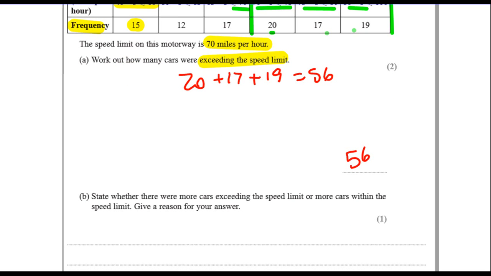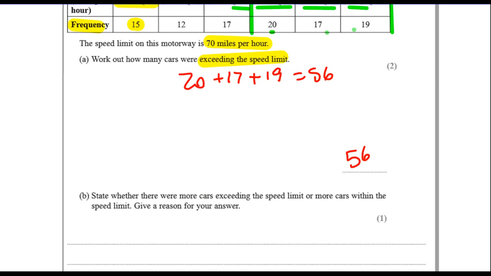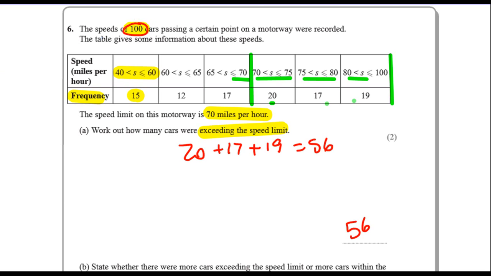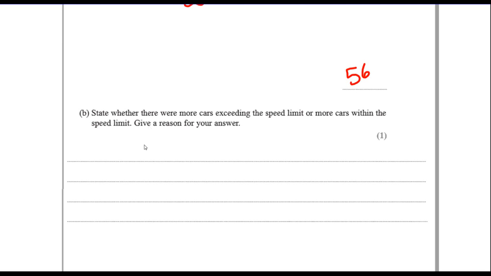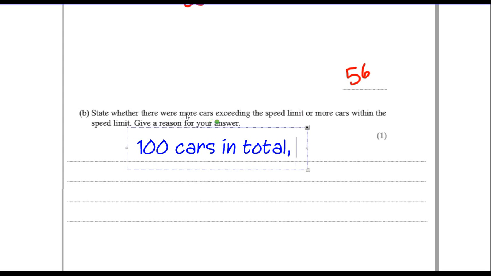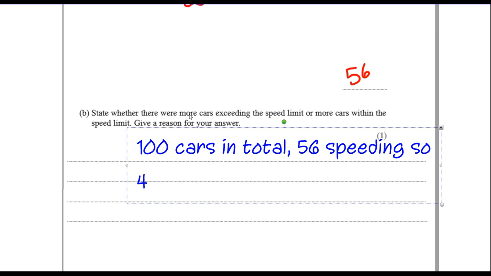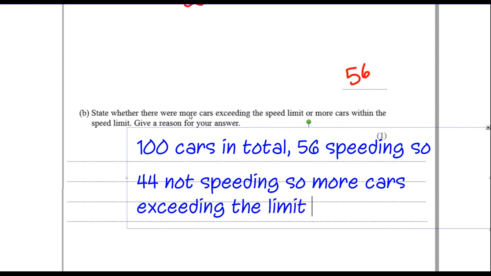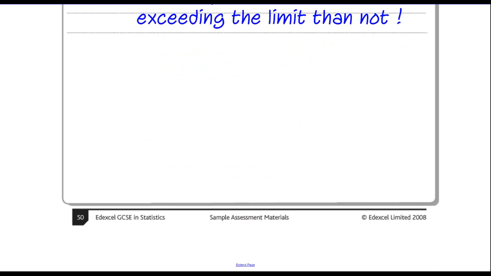State whether there were more cars exceeding the speed limit or more cars within the speed limit. Okay, well, we started with 100 cars, so that's pretty obvious. 100 cars in total, 56 speeding, so it's got to add up to 100, so 44 not speeding, so more cars exceeding the limit than not. Not good. Not good at all.